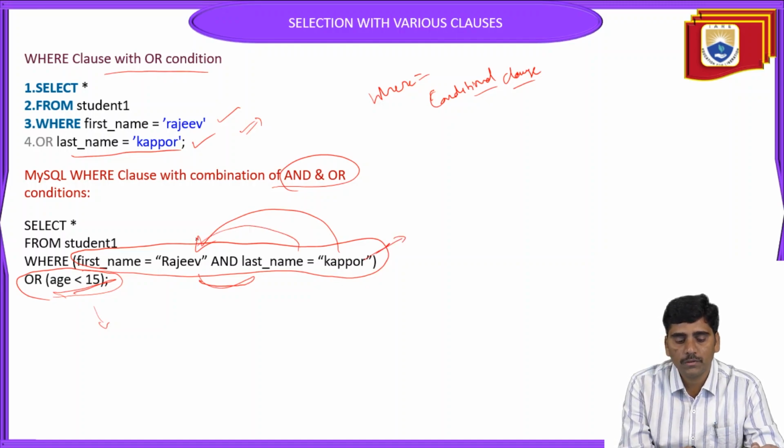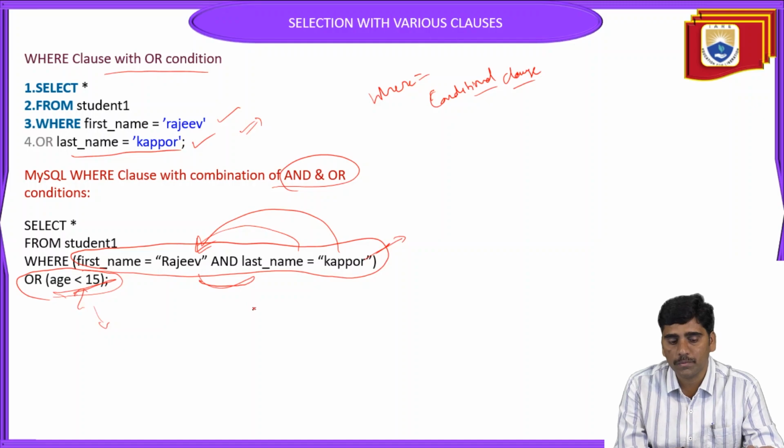So this is all about the AND operation and this is for the OR operation. Here we are applying both combinations on this table.